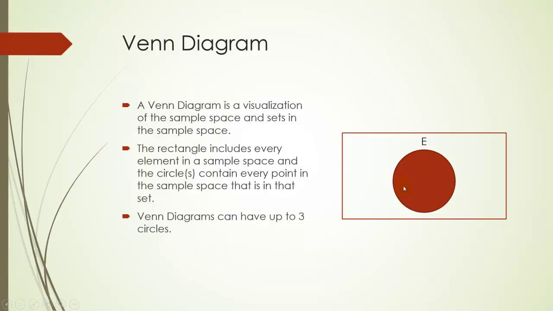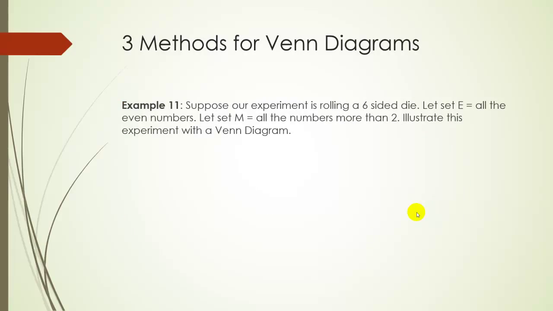It should be noted that you can have up to 3 circles in a Venn diagram. Beyond 3 circles, you can't include every possible option, so you have to go to other shapes. So Venn diagrams usually have 1, 2, or 3 circles in them, up to 3 events. There are a few different methods for diagramming something in a Venn diagram. Let's use an example to show this.